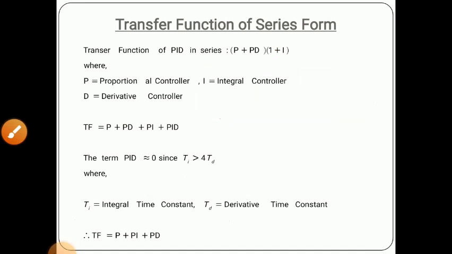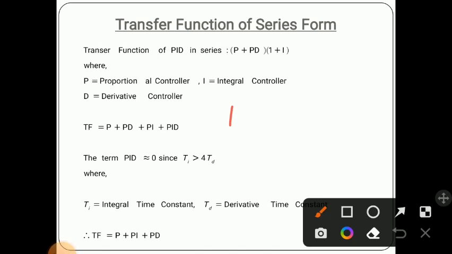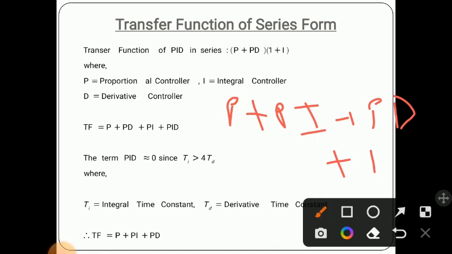Now what is the transfer function of this series form? The transfer function of PID in series is taken as P plus PD in bracket 1 plus I. This is the control action generated in series. If you multiply this, you will get P plus PI plus PD plus PID. Like this you will get the control action.